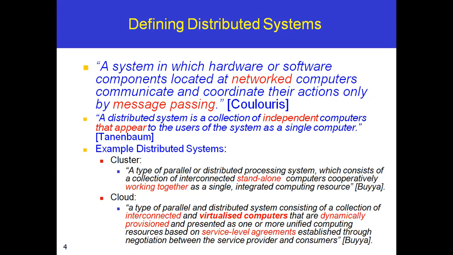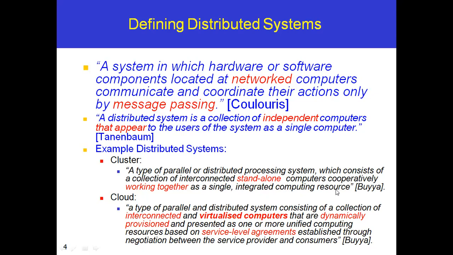Let's go for examples of distributed systems: clusters, clouds, etc. Coming to the first example of a distributed system, it is a cluster. Cluster means, as we all know, a group of similar things. In a cluster, a type of parallel or distributed processing system consists of a collection of interconnected standalone computers cooperatively working together as a single, integrated computing resource.